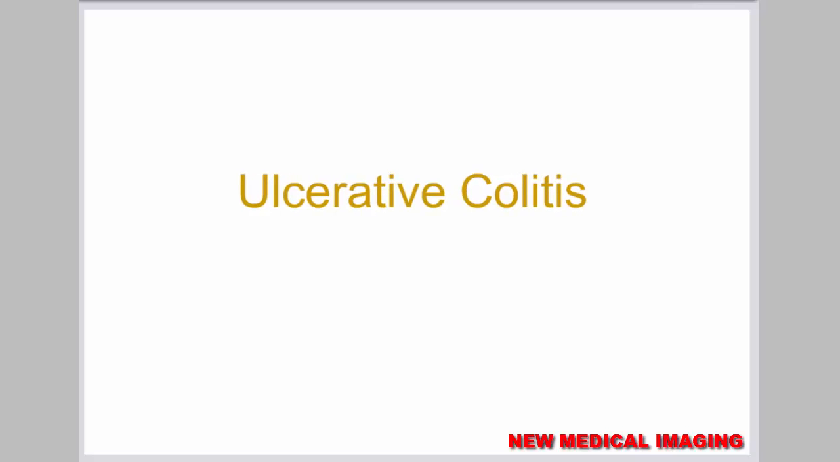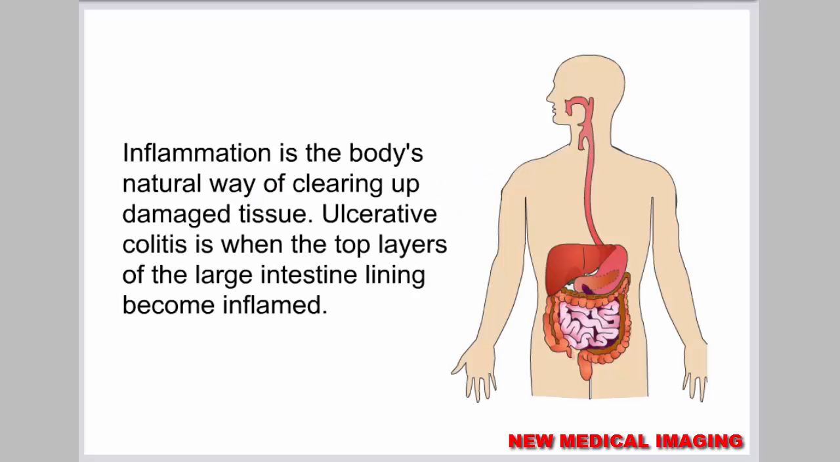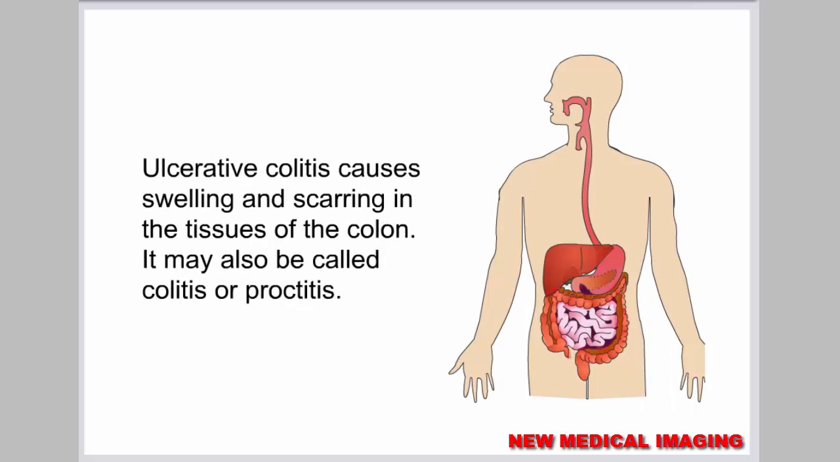Ulcerative colitis. Inflammation is the body's natural way of clearing up damaged tissue. Ulcerative colitis is when the top layers of the large intestine lining become inflamed. Ulcerative colitis causes swelling and scarring in the tissues of the colon. It may also be called colitis or proctitis.